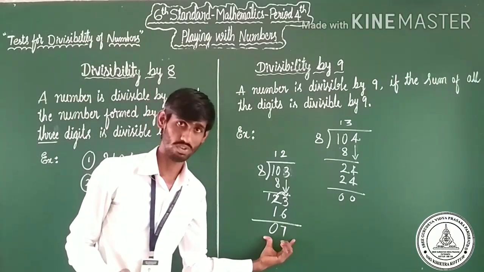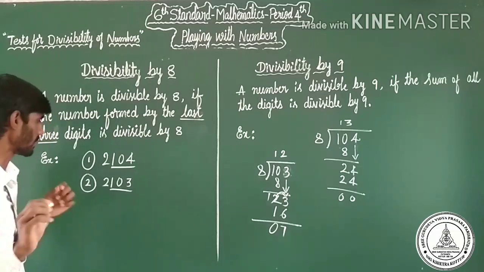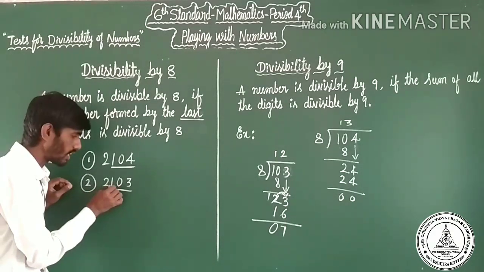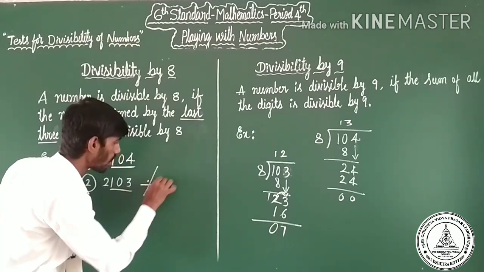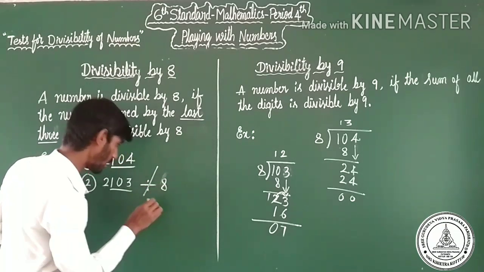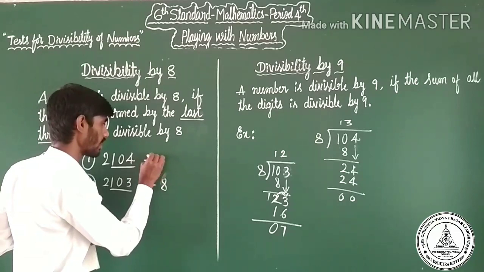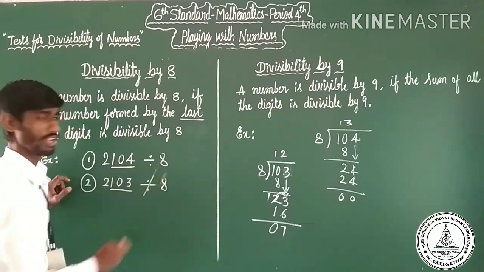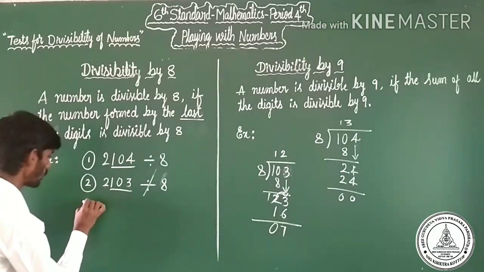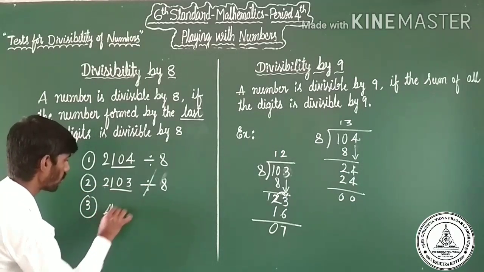Not 0. So you may decide yourself: 2103 is not divisible by 8, but 2104 is divisible by 8. Okay, Choto, have you understood? Let us consider one more example.